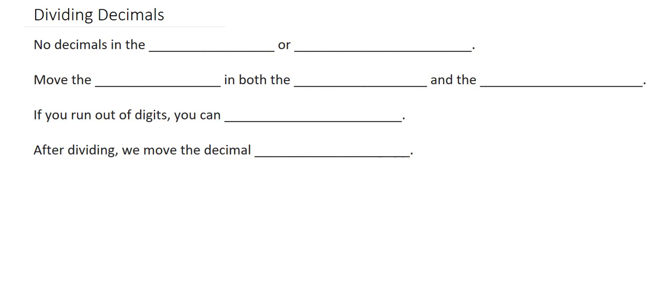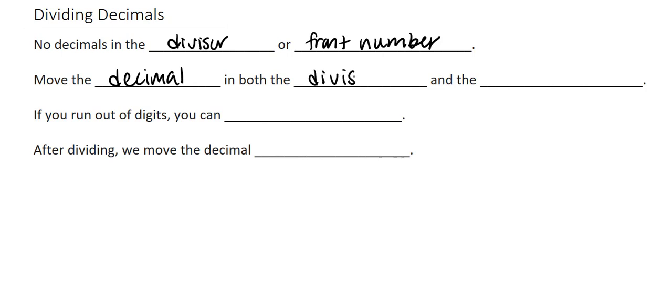Dividing decimals. So we want no decimals in the divisor, which is also considered the front number. And then if there is a decimal in the divisor, we're going to go ahead and move that decimal in both the divisor and the dividend.